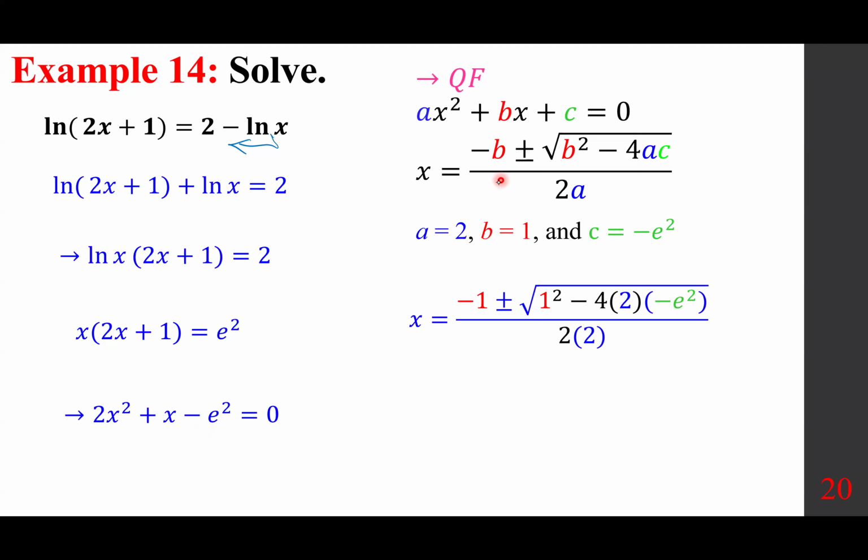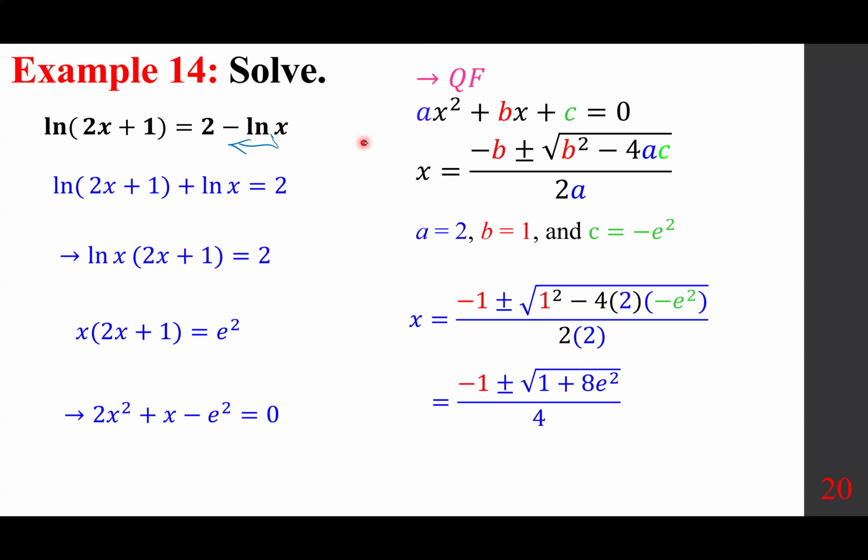Let's see what we get here. x is minus 1 plus or minus the square root of 1 squared minus 4 times 2 times minus e squared. And I hope you recognize this one as positive 8e squared. So x is negative 1 plus or minus the square root of 1 plus 8e squared, divided by 4. There are two answers, one with a plus, one with a minus.